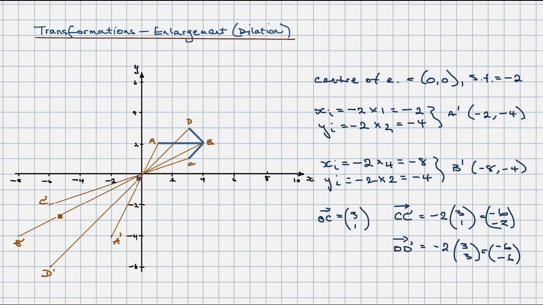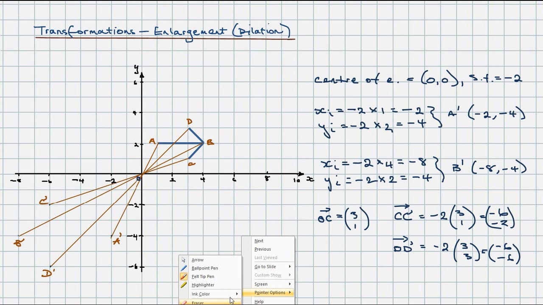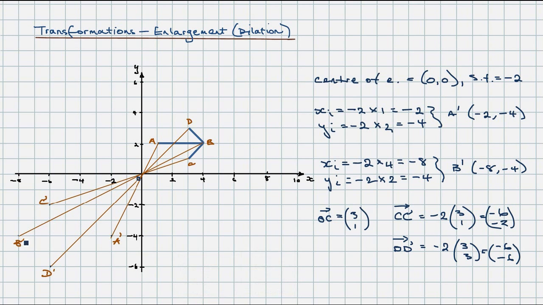So if we join these together, we should find the arrow pointing in the opposite direction.